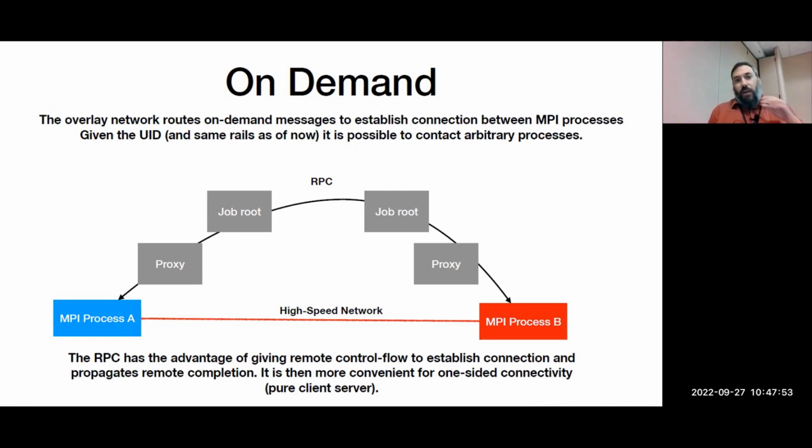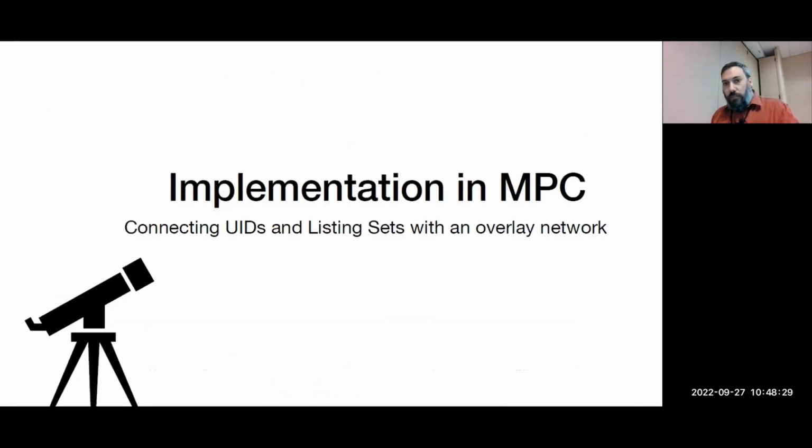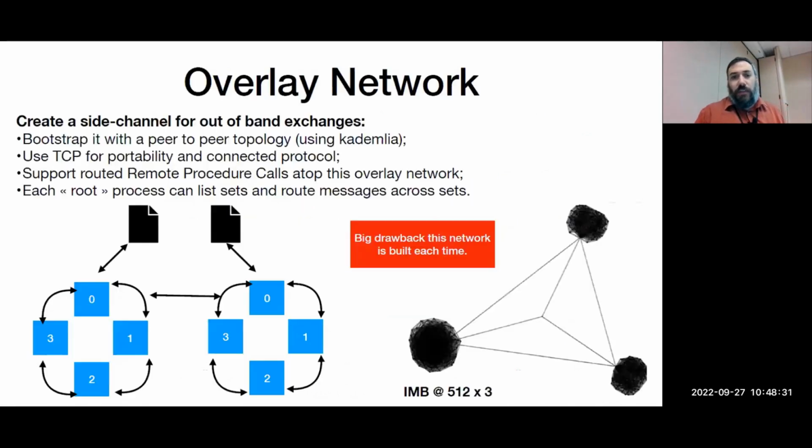We do that by using an overlay network that I will show you just after. And the idea is we have a really simple way to connect the two. And then we use RPCs to travel through the job root to connect. And basically, through the RPCs, we can remotely, on the second process, do both the put and get that is needed, so the connect and the accept. So the RPC has really the advantage of giving remote control to establish the connection and propagate remote completion. So we've done that in MPC.